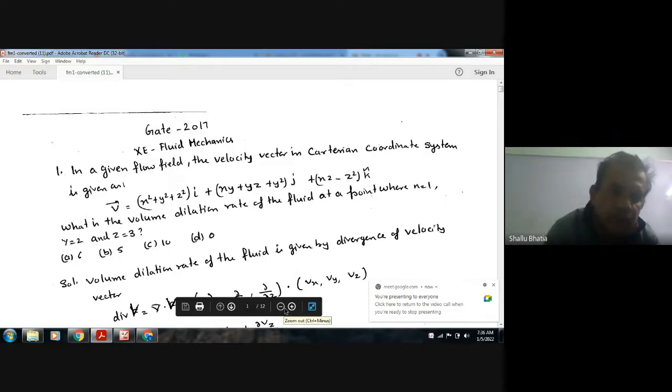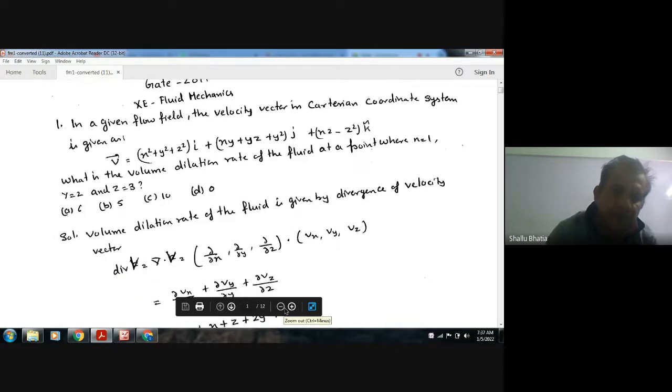Okay. The question number one: in a given flow field, the velocity vector in Cartesian coordinate system is given as v is equal to (x square plus y square plus z square) i plus (xy plus yz plus y square) j plus (xz minus z square) k. What is the volume dilation rate of the fluid at a point where x is equal to 1, y is equal to 2, and z is equal to 3? So options are A 6, B 5, C 10, D 0.